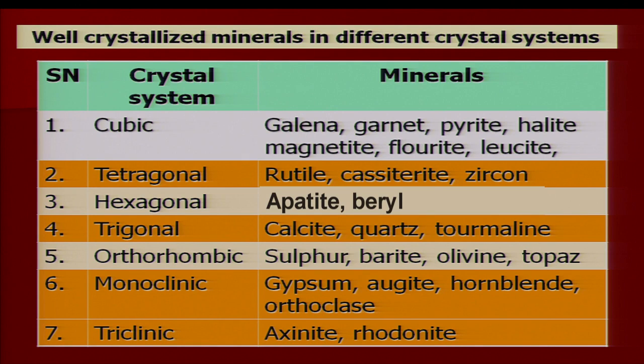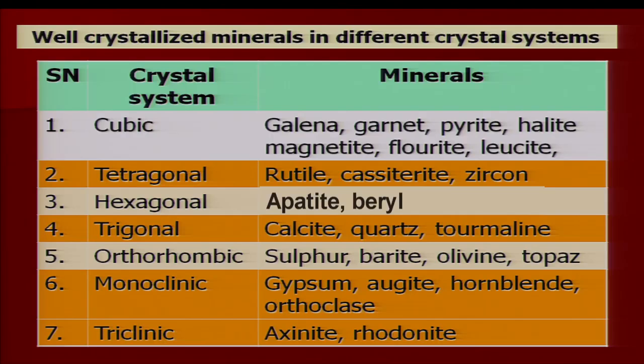Next one is the trigonal system. Calcite and quartz are the best examples. Orthorhombic system: sulfur, barite, olivine, topaz, they crystallize in the orthorhombic system. Gypsum, agate, hornblende, orthoclase, they crystallize in the monoclinic system. And lastly, axinite and rhodonite, these are the two important minerals, they crystallize in the triclinic system.